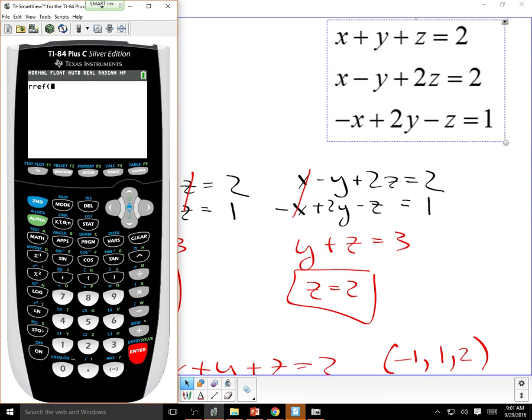Push enter. Now, which matrix do I want to reduce? The A, right? So I got to go back into matrix and the names. And it's the first one, which is called matrix A. Enter. Enter again. There's a solution. And that's what we had, right? -1, 1, 2. Wow, this is easy. Okay? Now, let me explain to you the way this works.